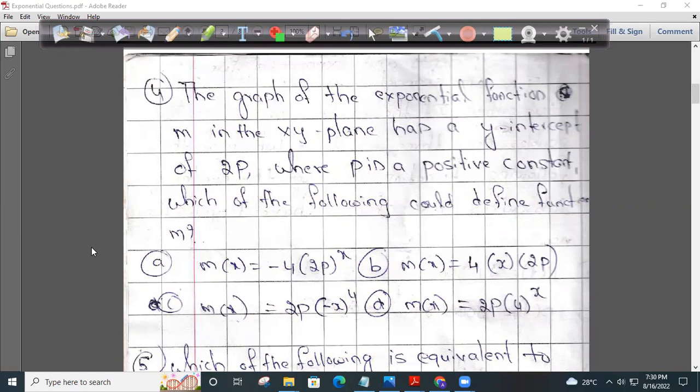Very good. So the fourth question is also based on the concept I explained to you so far. If you know what x-intercept and y-intercept are, definitely happily. The graph of the exponential function in the xy-plane has a y-intercept of 2p. Which of the following could define function f? So they're saying the y-intercept is 2p.